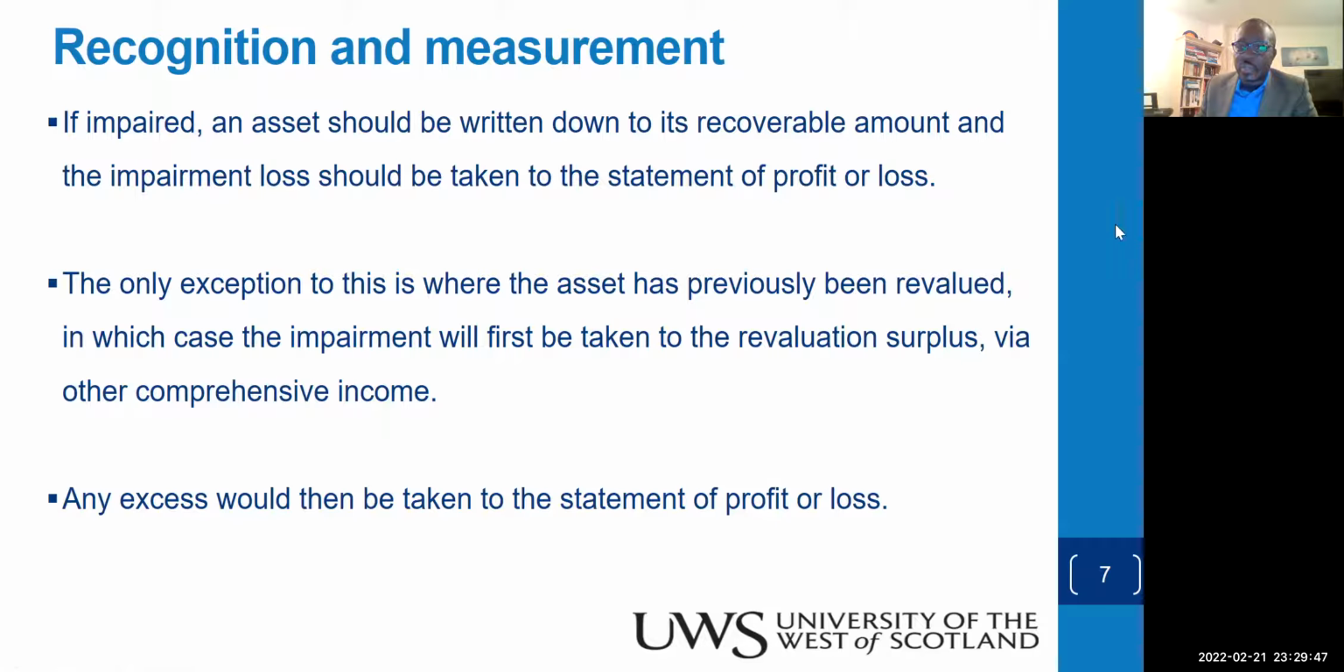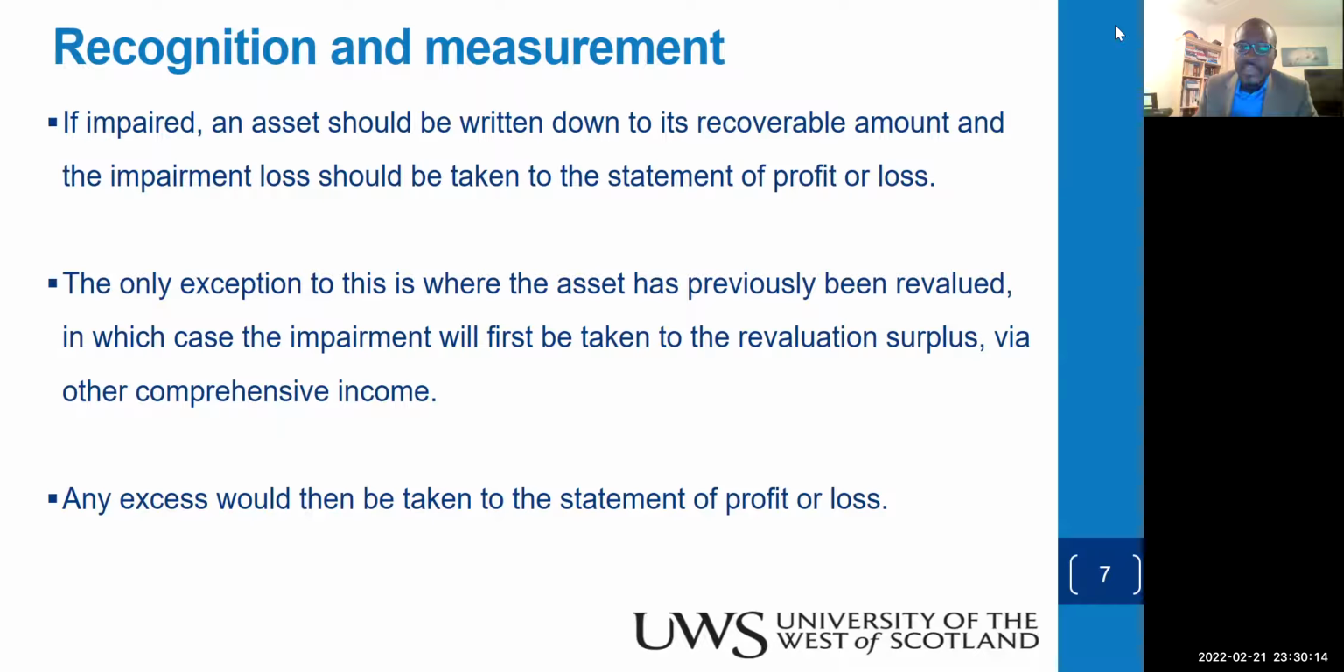One, we are being told, and it is easy, something we have known or could even infer, that if it is impaired, we should write it down to its recoverable value. Now, the impairment loss should be taken straight to the profit and loss. Charge it to your statement of profit or loss. The only exception is that, provided in the past we've revalued the asset and it gave us a surplus, we would have created a revaluation surplus, kept it in the books.